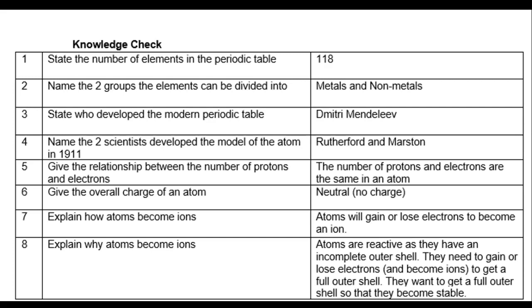Atoms become ions by either gaining or losing electrons. And the reason why some atoms become ions is because they are reactive. They have an incomplete outer shell and they want to fill that outer shell. So in order to do that, they gain or lose electrons and become ions. They become charged, but they become stable because then they get that full outer shell that they want to have.